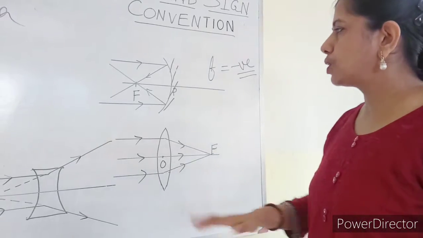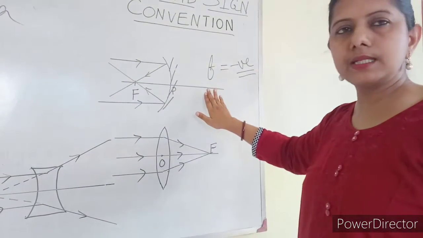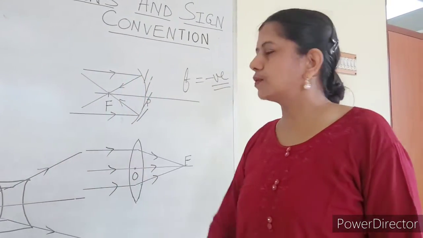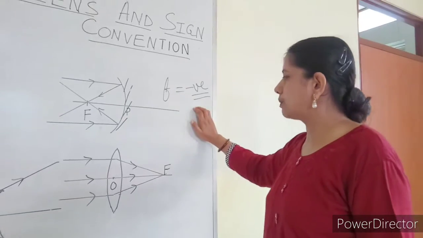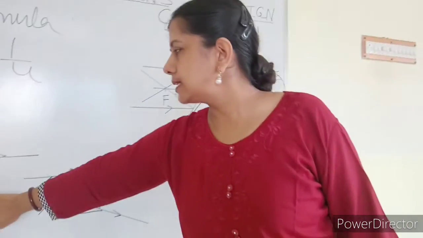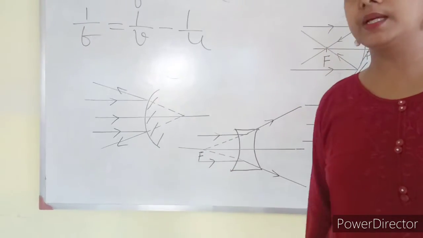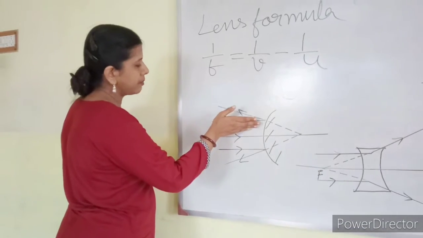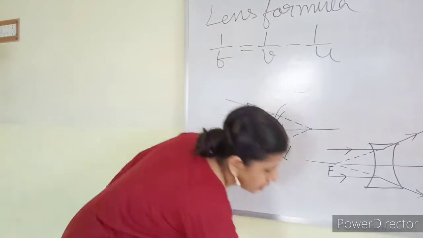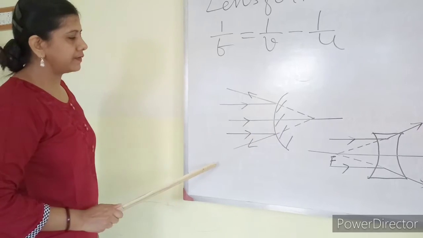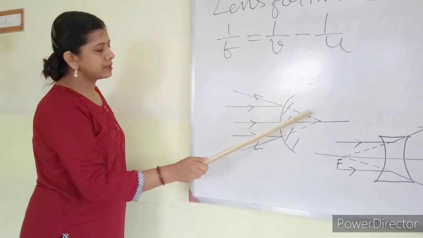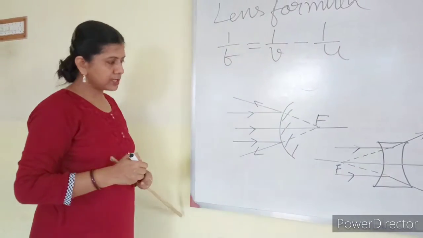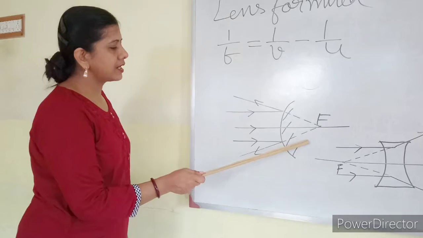Why minus? Because the ray of light is coming from this side, and on the same side the focus point is there. So it is minus. Next is this mirror, known as convex mirror. In case of convex mirror, the rays of light came, and after reflection they have diverged. If I extend the divergent rays, then they meet at a point, and this point is the focus point of the mirror.